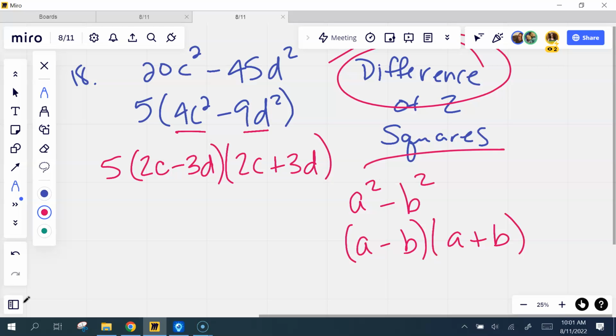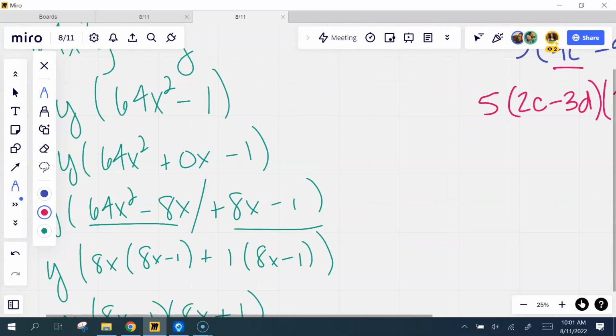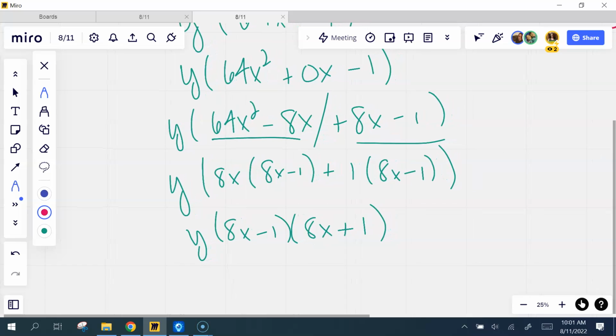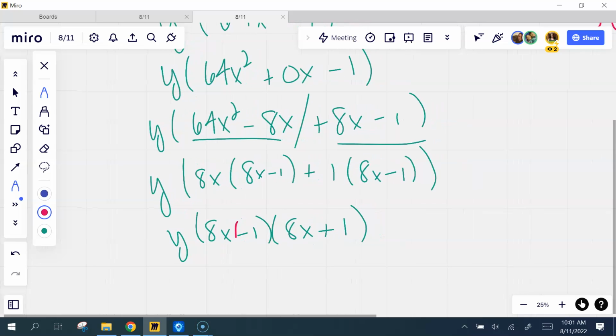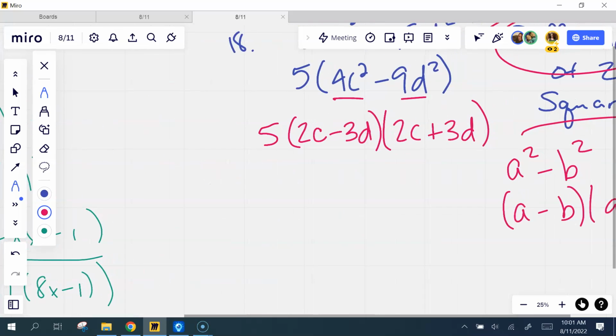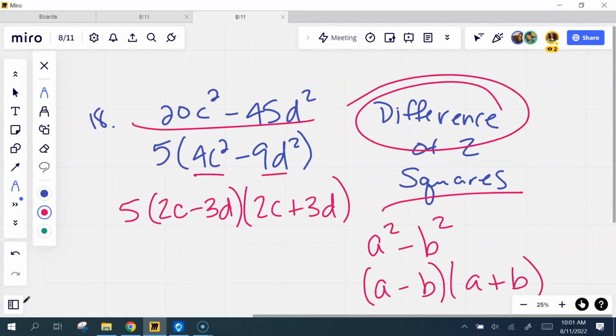Why would you do a plus instead of minus? It's just the way it factors. If you go back, we factored it the long way here. See, it factors out with different signs. It'll work every time. If you FOIL that back out, it'll get you there.